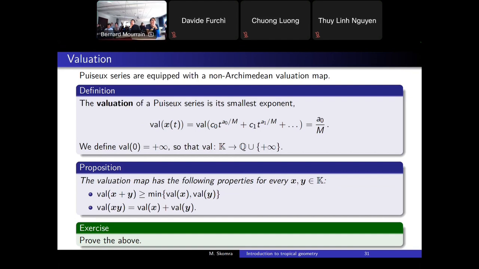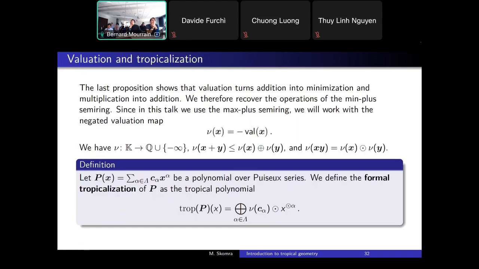And now this relates to the tropical algebra, because it somehow tells us that the valuation turns addition into minimization and multiplication into addition. So we see the operations from the min-plus semiring.